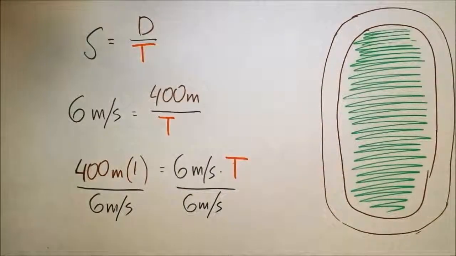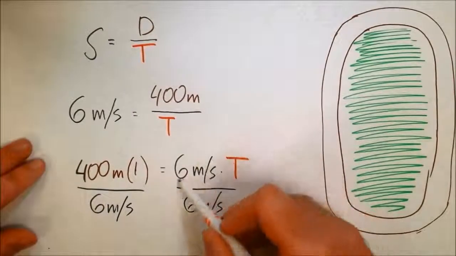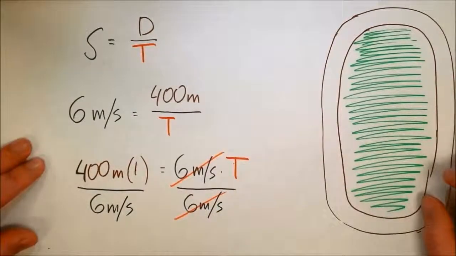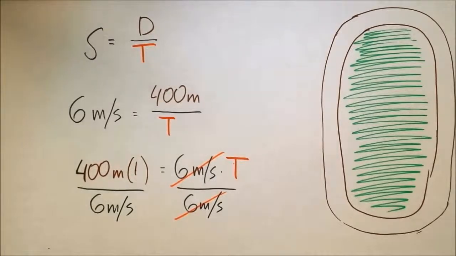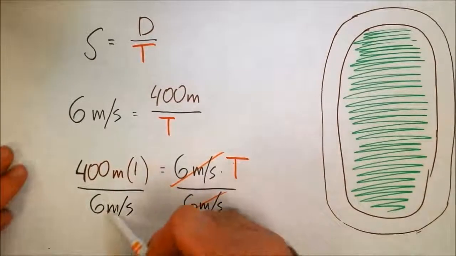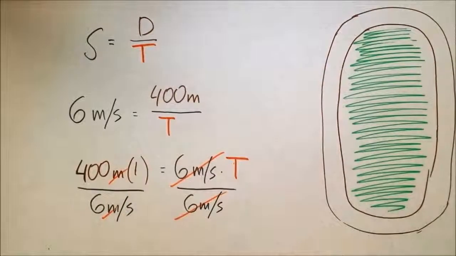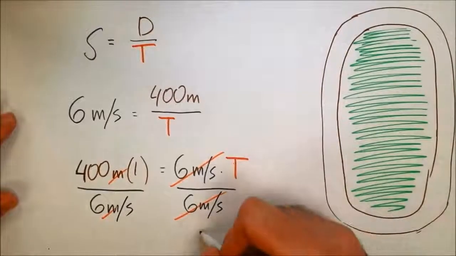On the right side, this simplifies down to 1, or it's gone. On the left side, the meters cancel out, and then you're left with 400, well, this one is also gone, so 400 divided by 6, which is 66.7 if you round to the tenths place. I'm going to do that.